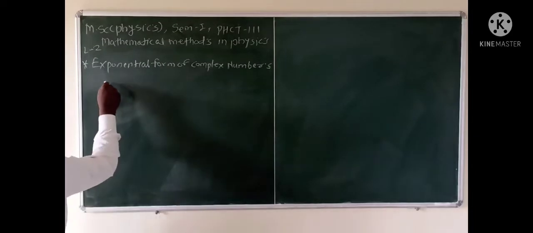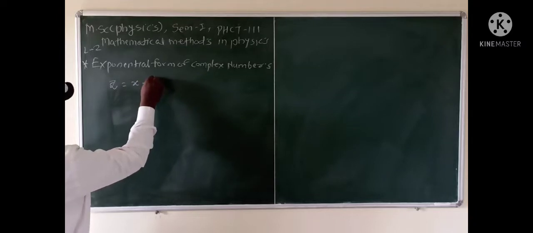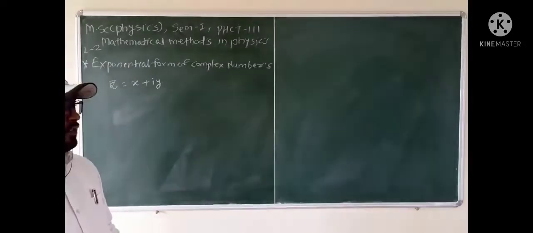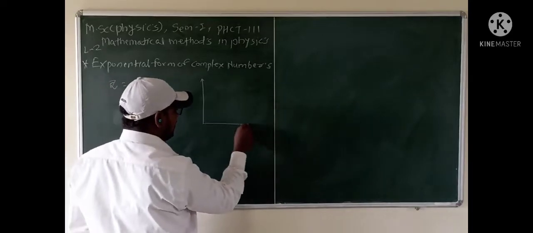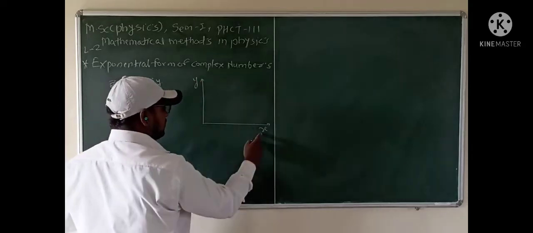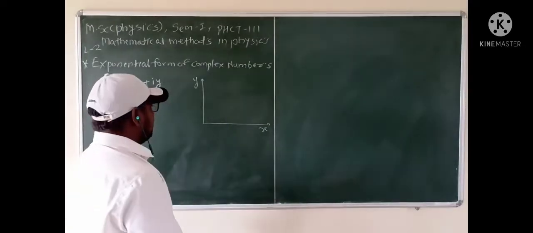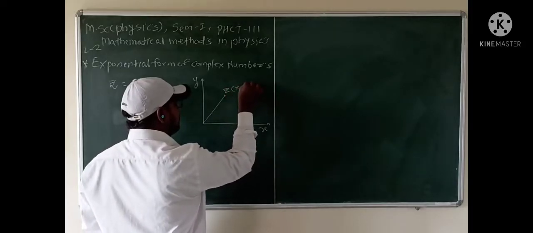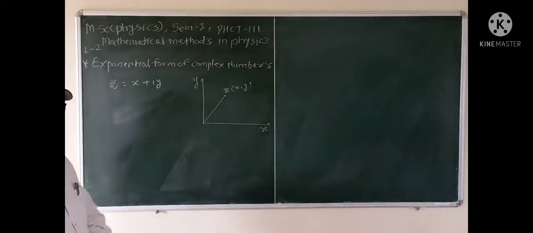Till now we have seen that the complex number z is written as x plus iy, where x is the real part of the complex number and y is the imaginary part. This complex number in rectangular form is represented with x on this axis and y on this axis. This is called the real axis, and this axis is called the imaginary axis, and the complex number z is represented over here.